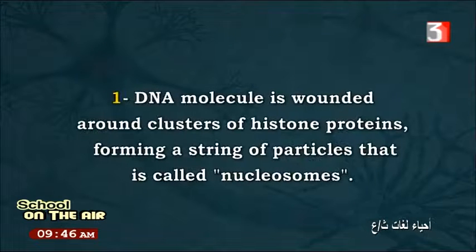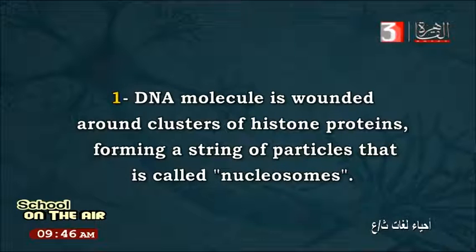Okay, so the DNA molecule is wound. What is meant by wound? Twisted or coiled around each other. Wound around the clusters. Clusters means groups, of histone proteins. These groups of histones, around which the DNA is wound, form a string. This string is called the nucleosome.